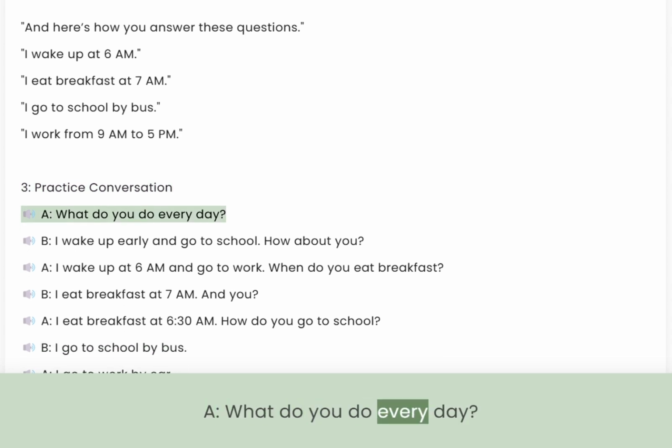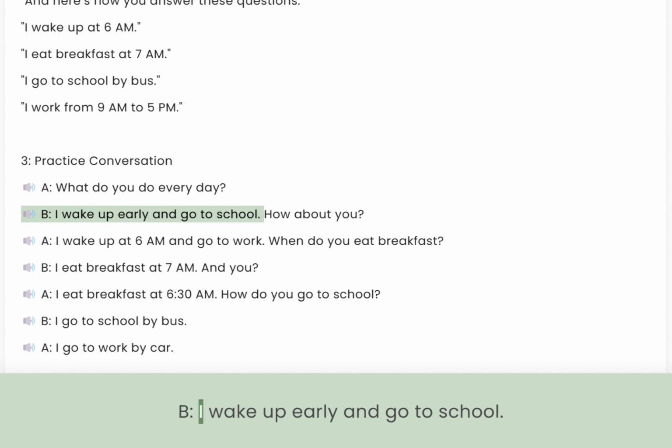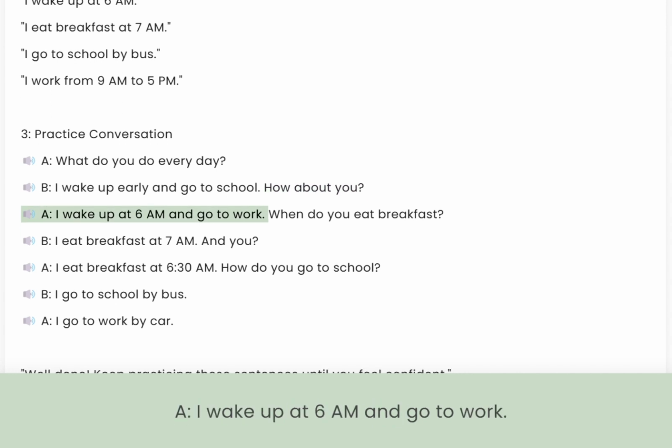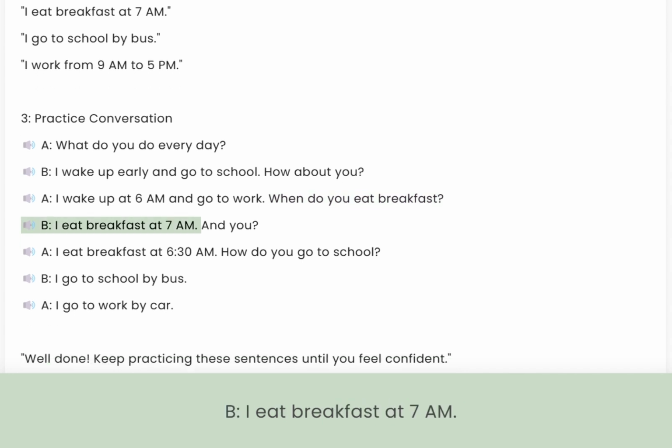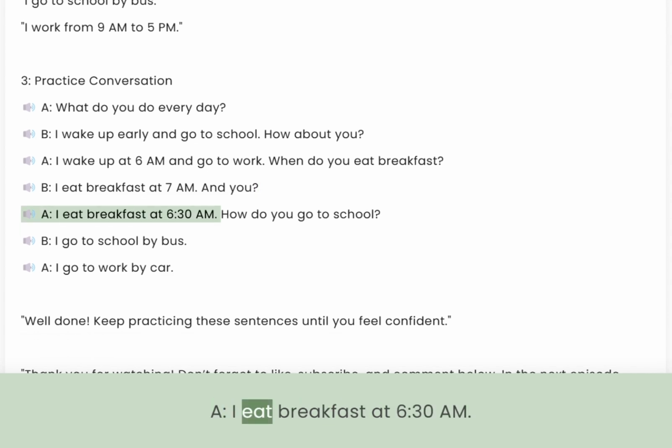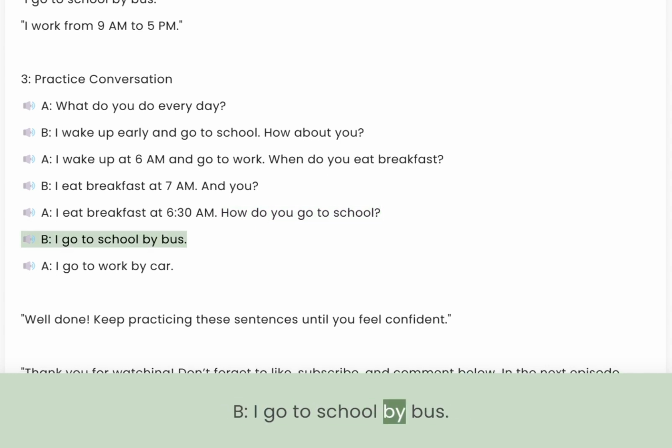3. Practice conversation. A. What do you do every day? B. I wake up early and go to school. How about you? A. I wake up at 6 a.m. and go to work. When do you eat breakfast? B. I eat breakfast at 7 a.m. And you? A. I eat breakfast at 6:30 a.m. How do you go to school? B. I go to school by bus. A. I go to work by car.